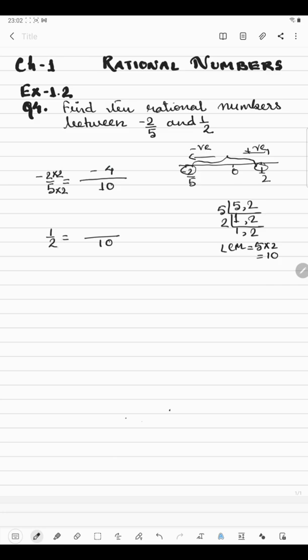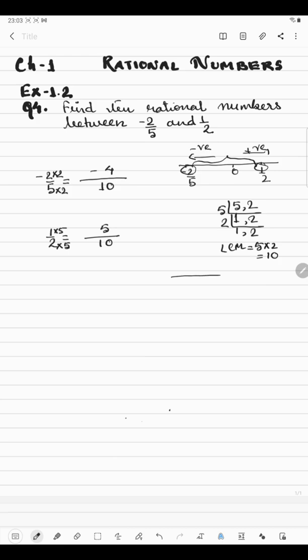Now in the next rational number, see 2 is there in the denominator. Now what should be multiplied with 2 to get 10? It will be 5. Now the same number will be multiplied with the numerator also. So we will get 5 by 10.